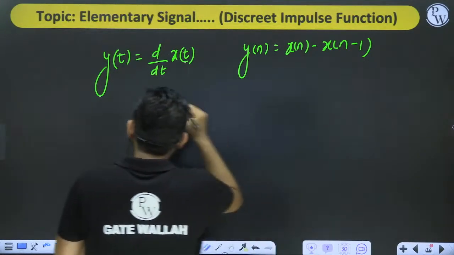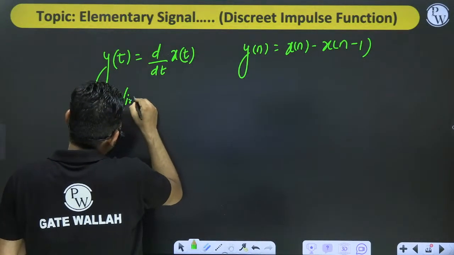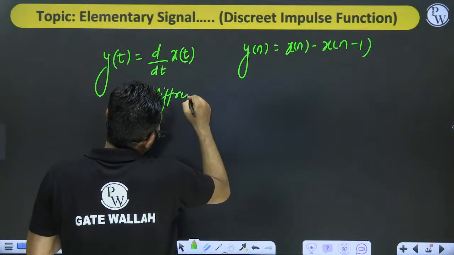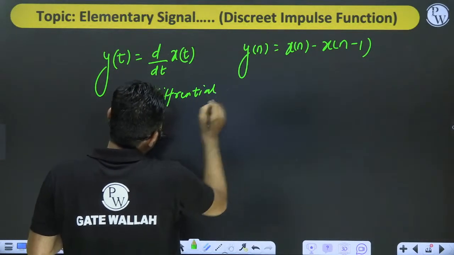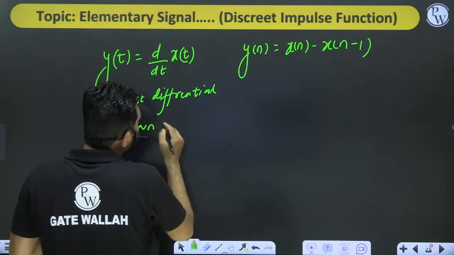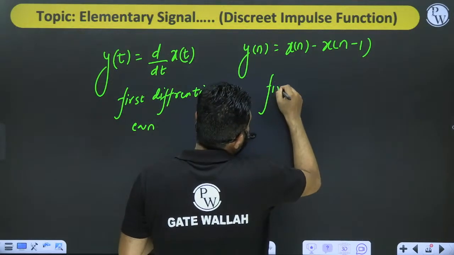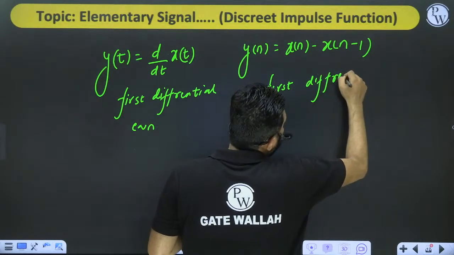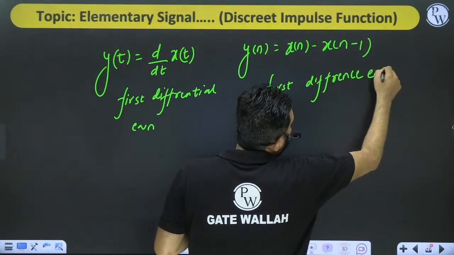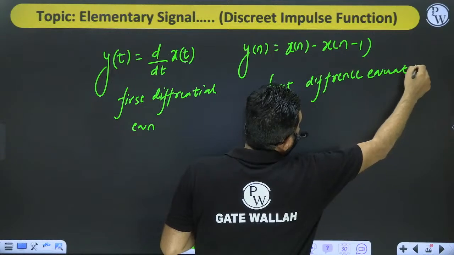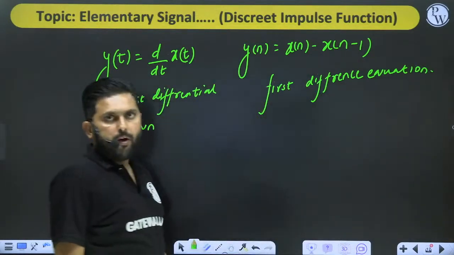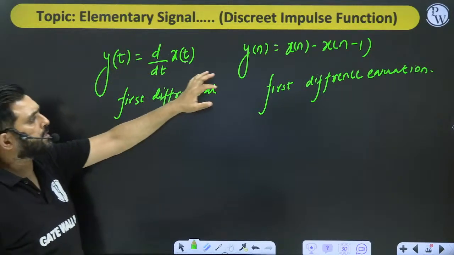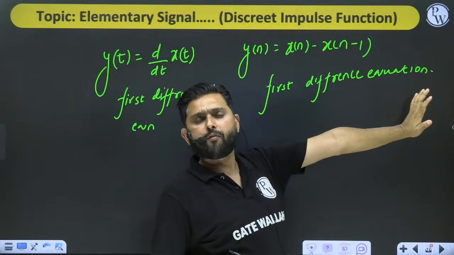x[n minus 1]. We say that this is the first differential equation, and this I am saying is the first difference equation. That's what the point is. So this is the first differential equation, and this is what the first difference equation of a system is.